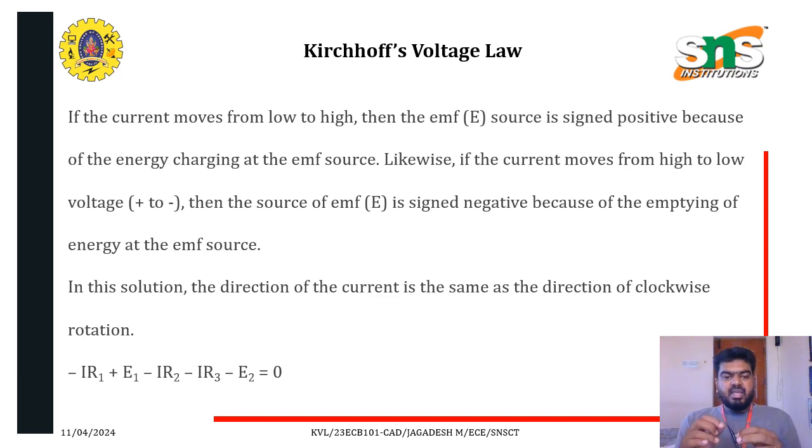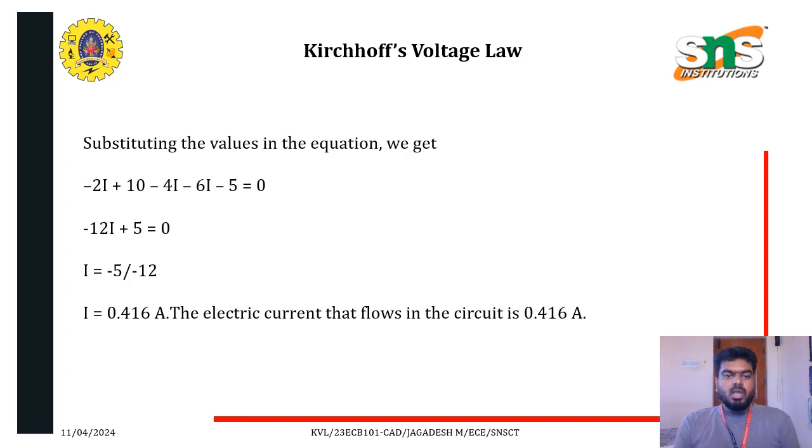So, minus IR1 plus E1 minus IR2 minus IR3 minus E2 is equal to 0. Substituting the values in the equation, we get minus 2I plus 10 minus 4I minus 6I minus 5 equal to 0. Altogether, when you simplify this, we get minus 12I plus 5 equal to 0. So I equals minus 5 divided by minus 12. So I equals 0.416 ampere. The electric current flowing in the circuit is 0.416 ampere.